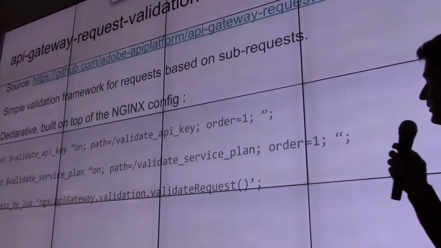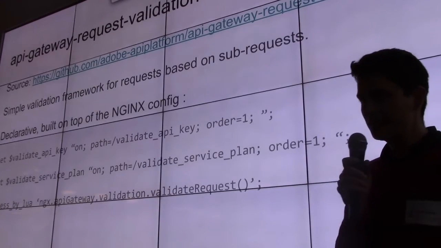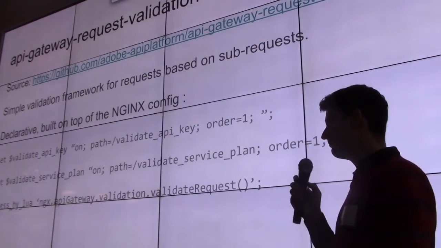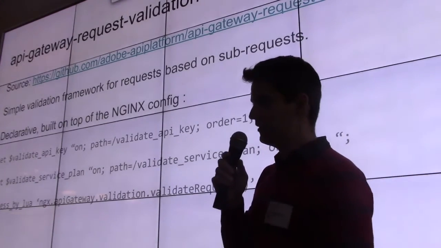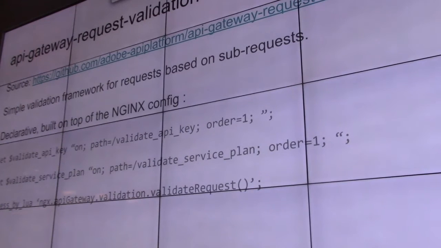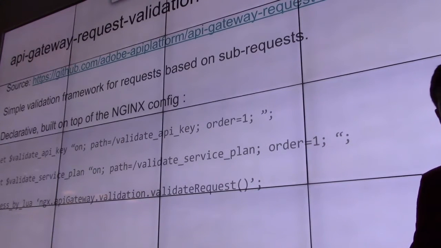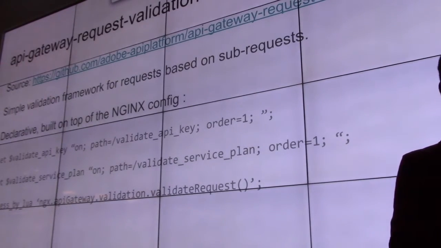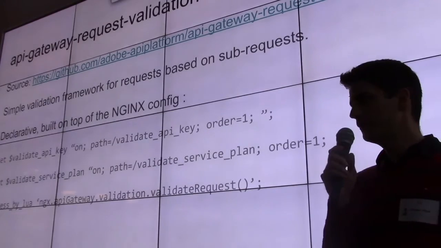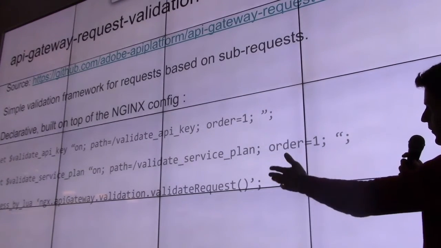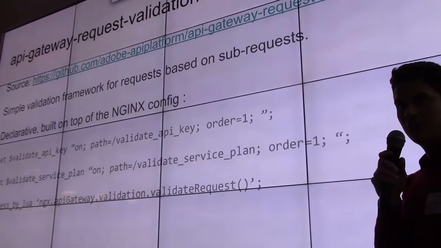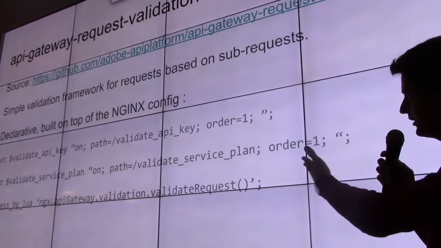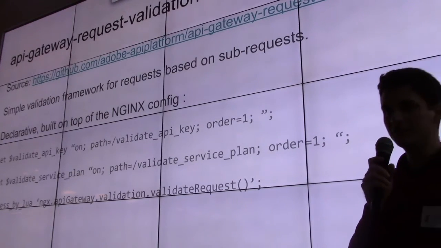A module we use is API gateway request validation. It's a simple validation framework for our API requests. The same story: OAuth, token validation, API key validation, and so on. What's special about it is that it's declarative and it's built on top of the Nginx configuration file. I just showed on the screen a small paragraph from the config file, how you can say, on this location, please validate the API key, and it uses the subrequest mechanism in Nginx, so you have to provide a path and maybe an order because you may validate multiple things in different orders.